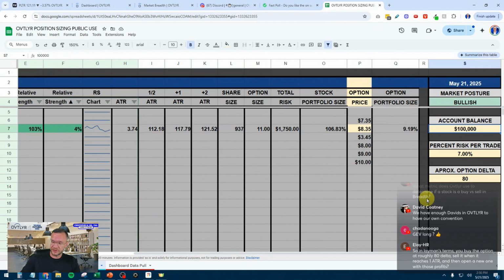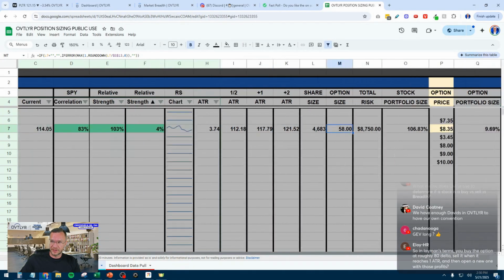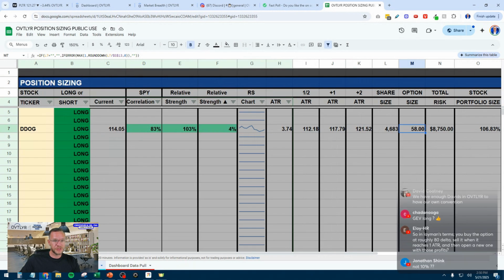Let's say you had 500,000, right? That'd be 58 contracts. It's all about controlling the risk here. That's what I was trying to get at. So play with that, figure out what works for you, Sean. And your numbers are going to be different than mine.